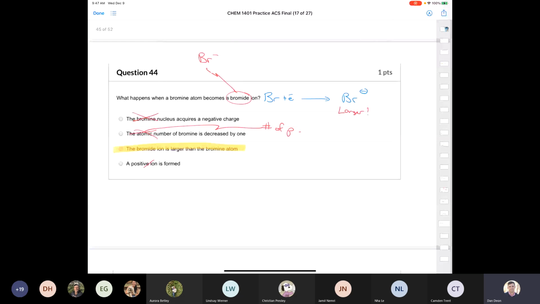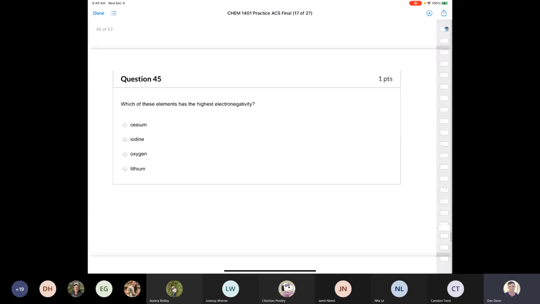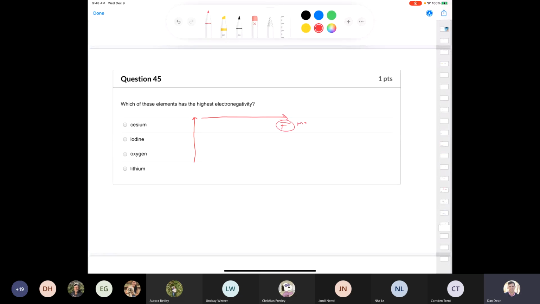Okay, let's move on to question number 45. Which of these elements has the highest electronegativity? I say in life there are few absolutes: death, taxes, and electronegativity. Students love electronegativity, and they all know that fluorine is the most electronegative atom in the periodic table, right? We'll say fluorine is most electronegative because electronegativity increases as you go up a group and as you go from left to right across a period.